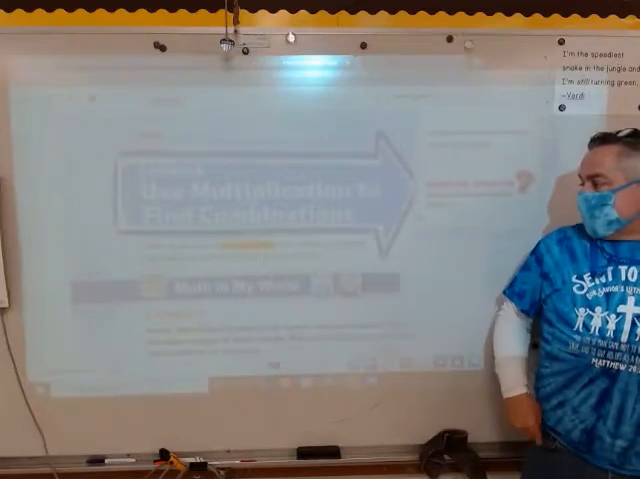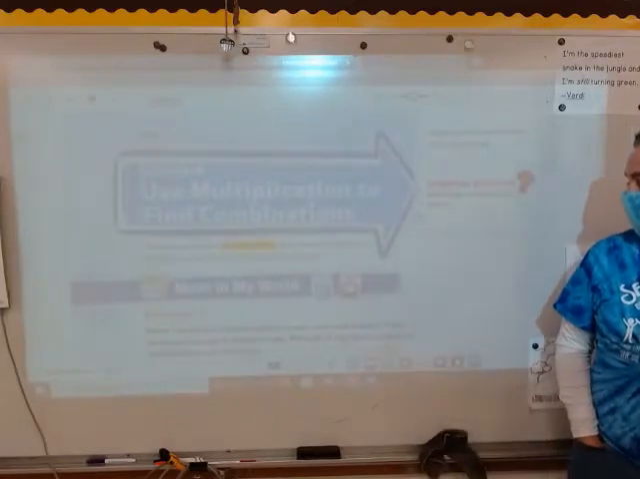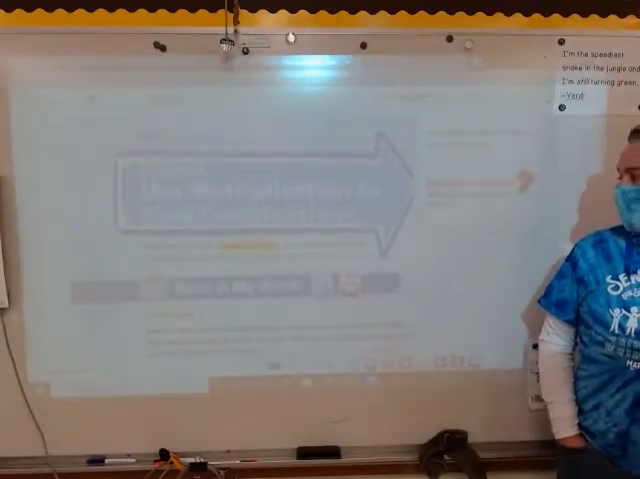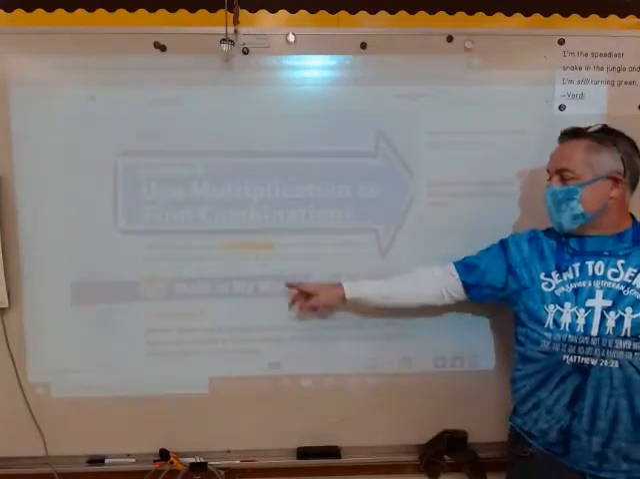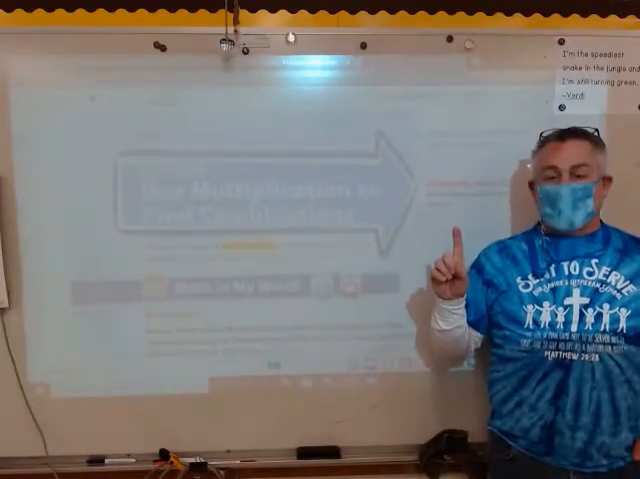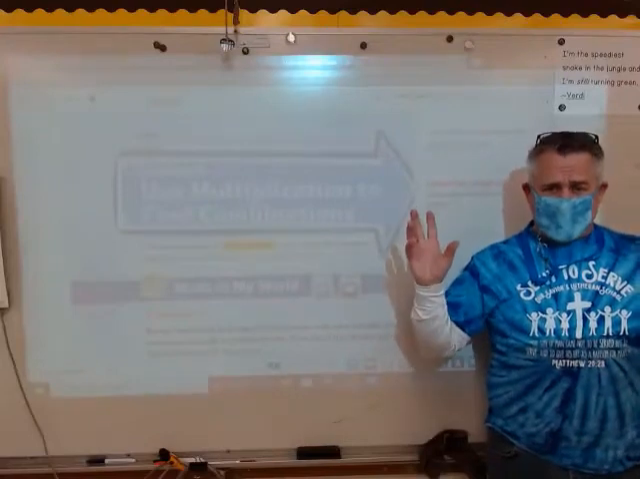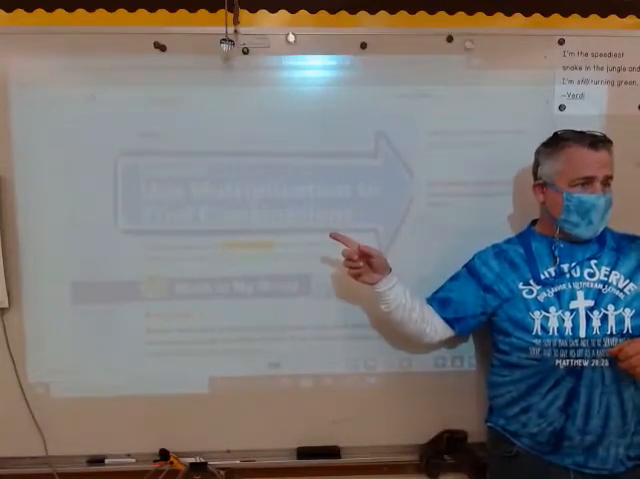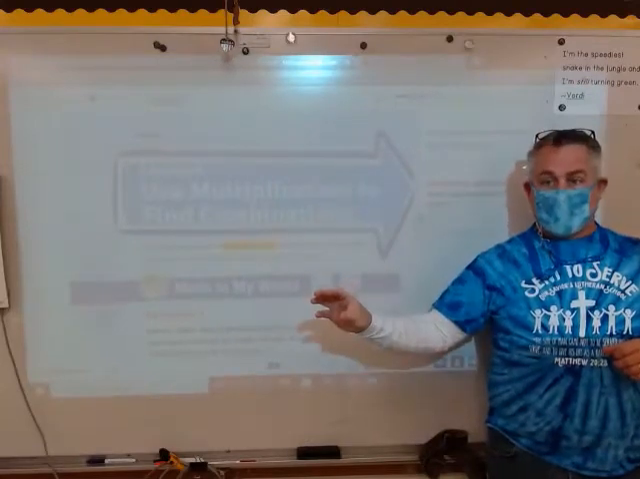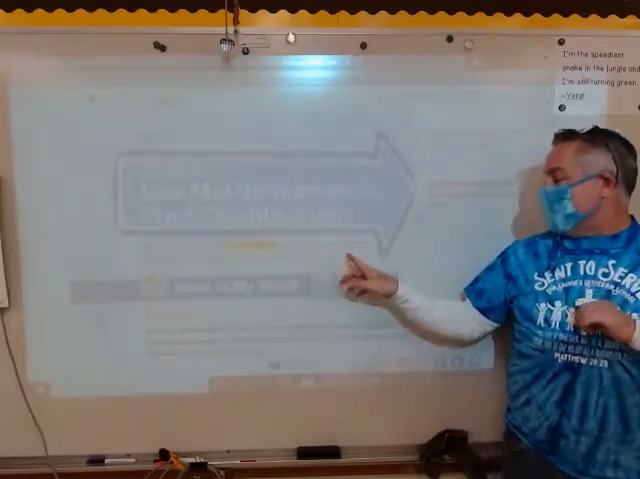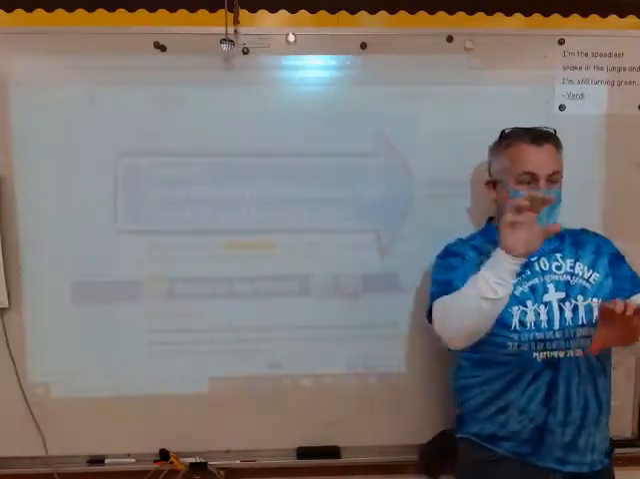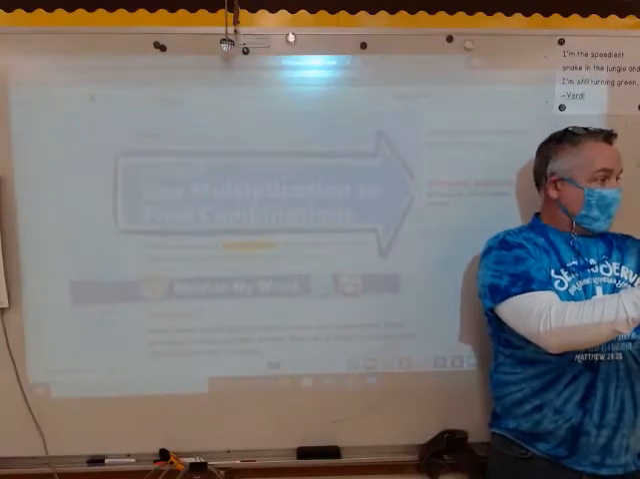Calvin, go ahead. When you make a combination, you make a set that has one item from each group. Okay, so when you make a combination, you're making a set that has one item from each group of items. So basically, here's what it means. Yesterday, we talked about wearing shorts and shirts. Those were the two groups, right? And so every time you got one of those items from each group, that was a combination, all right?